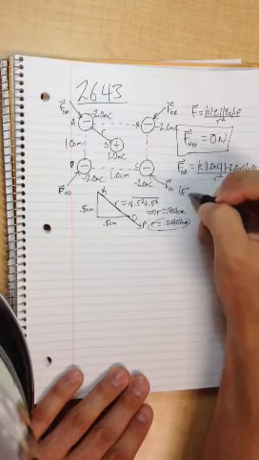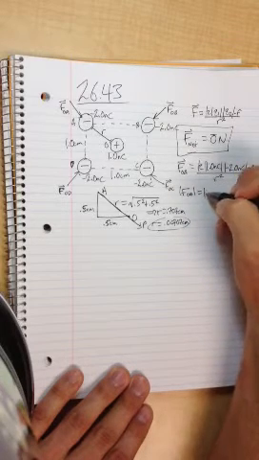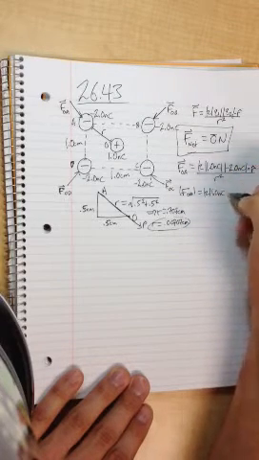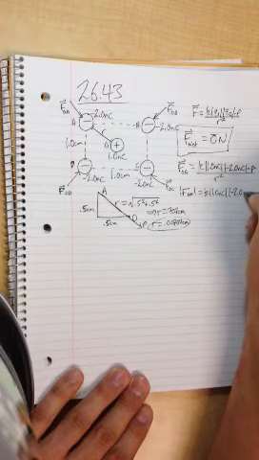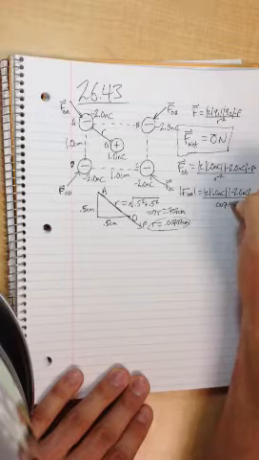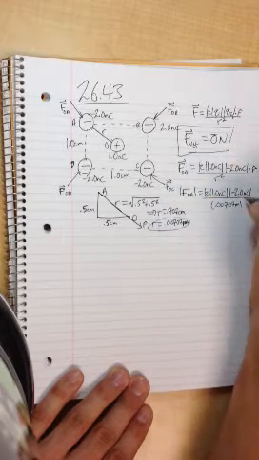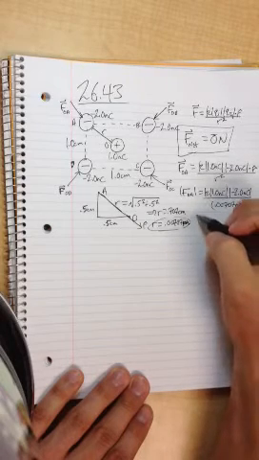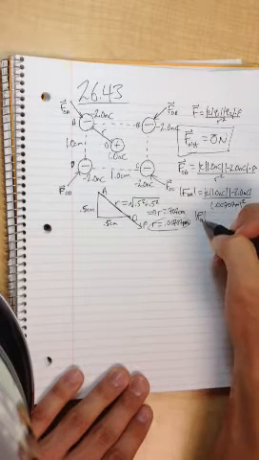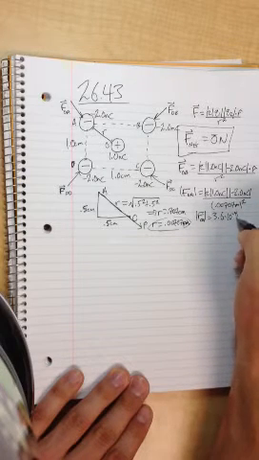We can find the magnitude first. It's equal to K times 1.0 nanocoulombs, negative 2 nanocoulombs, over 0.00707 meters. It should be meters squared. This comes out to 3.6 times 10 to the negative 4th newtons.